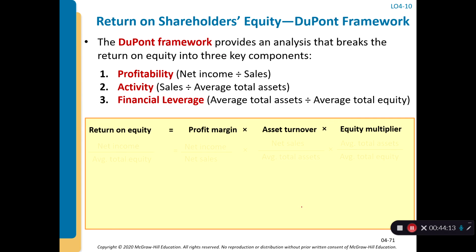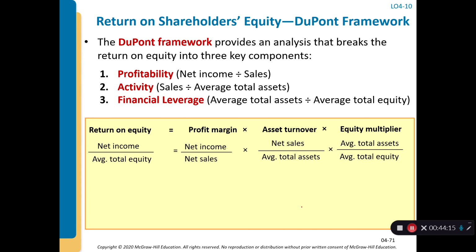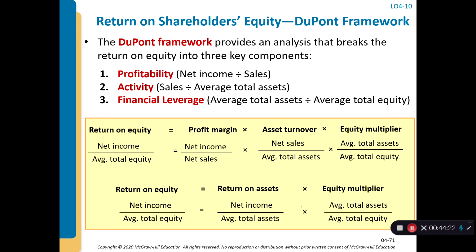Okay, so now when we talk about the profitability analysis, we need to talk about the DuPont framework analysis, right? The DuPont framework provides an analysis that breaks the return on equity ratio into 3 key components. So DuPont analysis is a very good way to look at what mechanism drives the high return on equity. And then it breaks down into the fundamental three components.